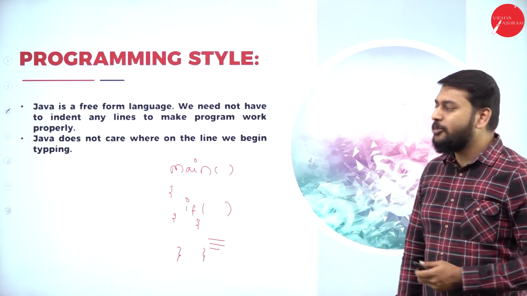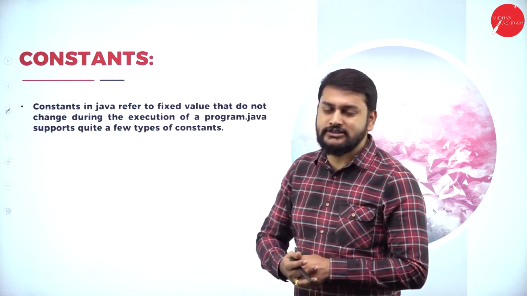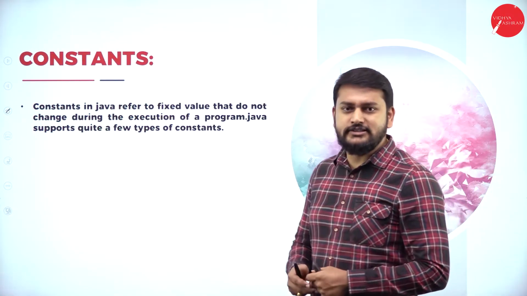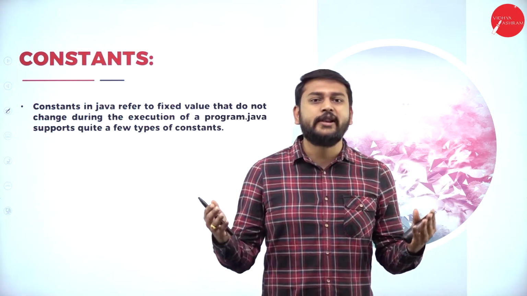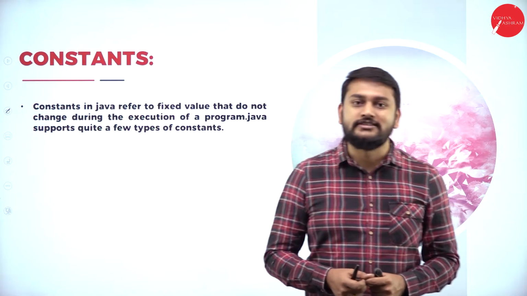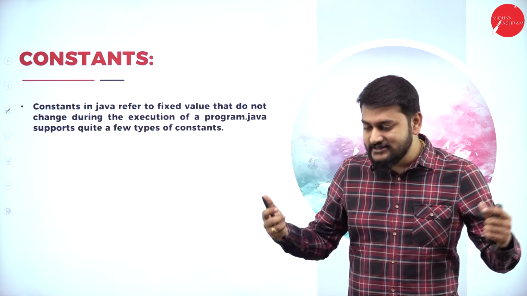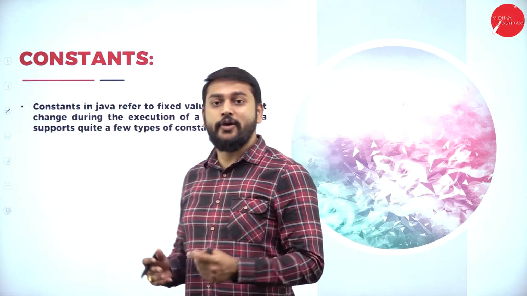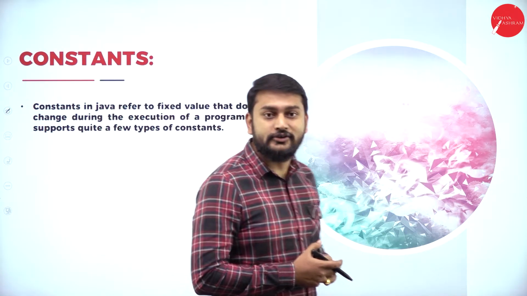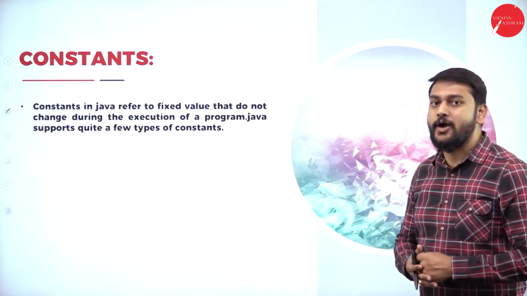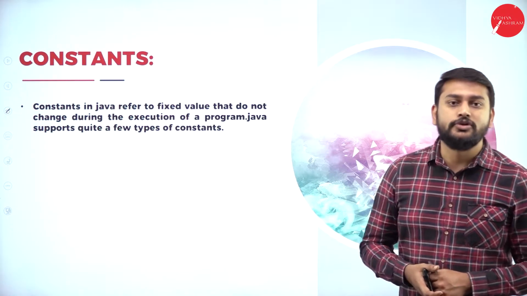So this is all about the programming style that you need to remember. Moving on to the next one, constants. What exactly are constants all about? When I speak about constants, or when I see this word constant, I remember a beautiful quote. What is that? Change is the only constant thing in your life. Yes, we need to remember this. Whenever I remember constant, I remember this quote. So yes, moving on to understand the concept of constants now. What exactly are constants in a programming language?